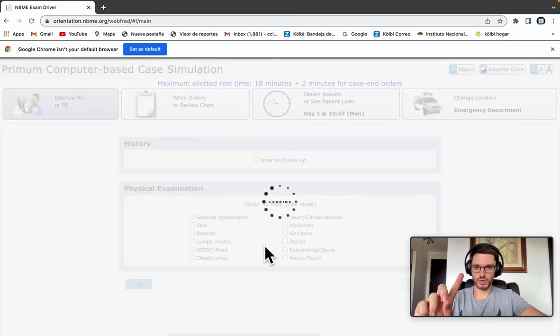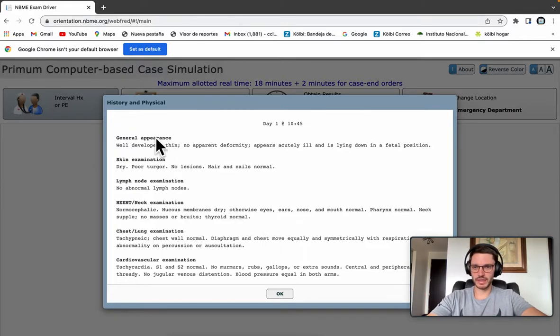And also, I want to immediately check her blood glucose. I want an EKG, although she doesn't mention chest pain. It might be important, maybe not. Let's see. General appearance, well developed, thin, no apparent deformity, acutely ill. We know that. Skin is dry, poor turgor, no lesions, so she is volume depleted. We want to give her a saline immediately. Mucous membrane is dry. The rest of this head, ear, and nose normal.